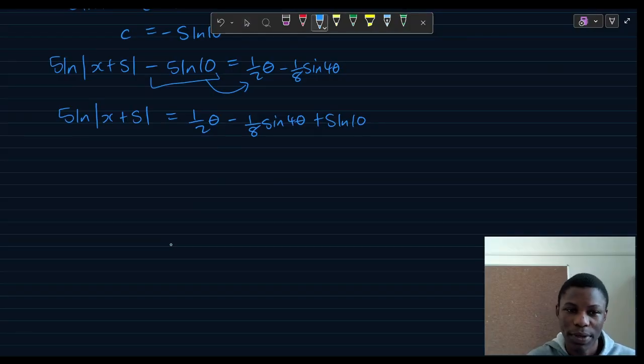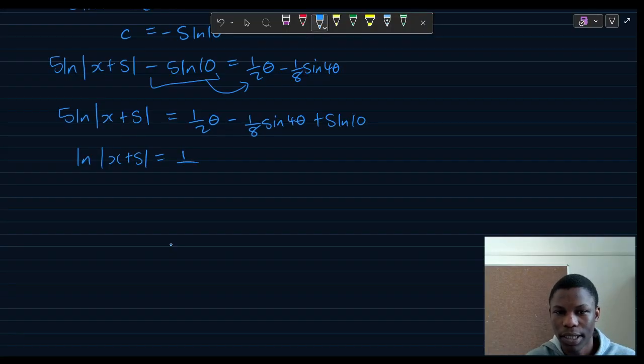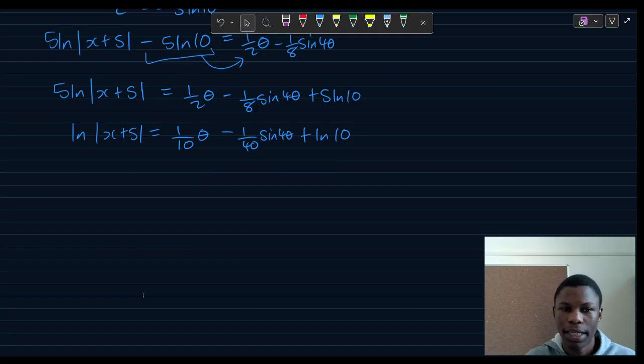And then divide both sides by 5, so you've got ln(x + 5) is equal to 1/2 divided by 5 becomes 1/10 theta minus 1/8 divided by 5 becomes 1/40 sine 4 theta. And then 5 ln 10 divided by 5 is just ln 10. And now we can apply the exponential function to both sides. So we've got e of this whole thing, and we've got e of this whole thing. So if we take e, that cancels with the ln, and you just end up with your x + 5.